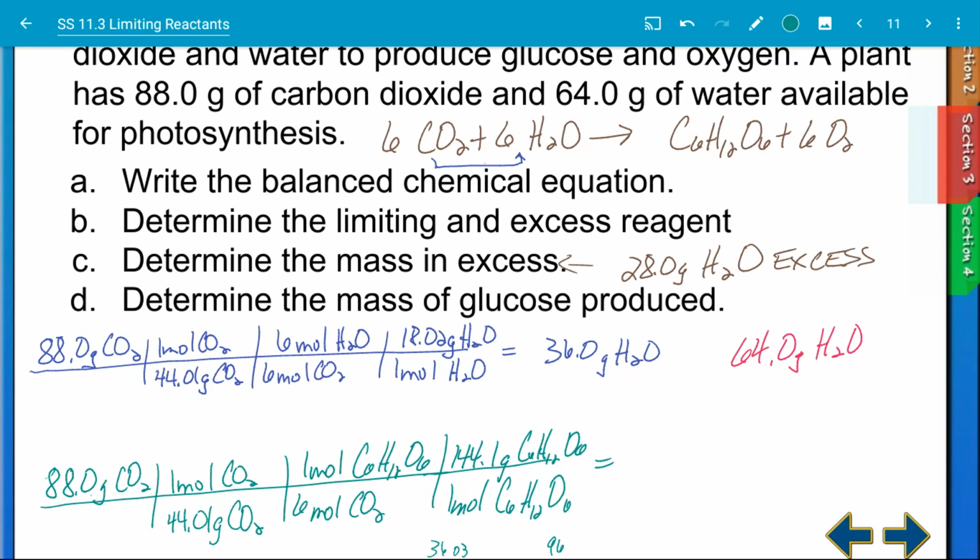C6H12O6. So my grams of carbon dioxide cancel out. My moles of carbon dioxide cancel out. My moles of glucose cancel out. So now I can say 88 divided by 44.01 divided by 6 multiplied by 144.1 gives me 48.0 grams of glucose is what I will produce when I use 88 grams of carbon dioxide.